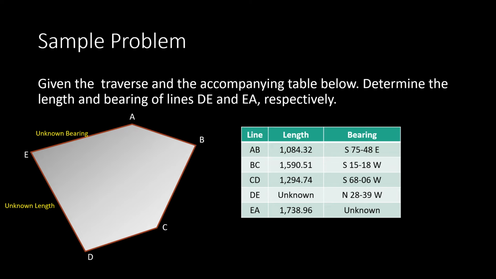Let us now work on the following problem. So we have here a traverse comprising of 5 station points. The bearing of line EA and the length of line DE are both unknown. So given the lengths and the bearings of the other lines, we calculate for these omitted measurements. As for the solution, we have the traverse and we indicate line AD or DA as our closing line.